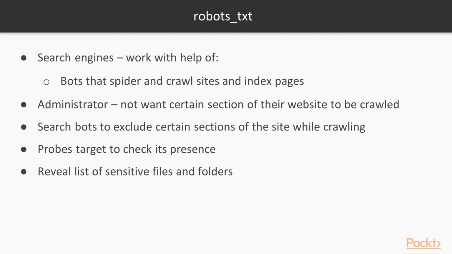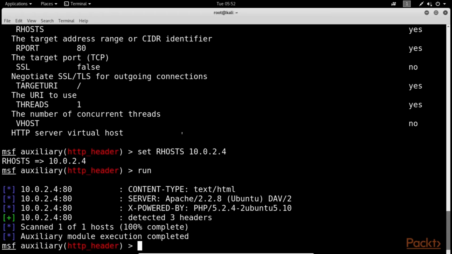This auxiliary module probes the target to check the presence of the robots.txt file. This file can often reveal a list of sensitive files and folders present on the target system. To use this auxiliary module, type auxiliary/scanner/http/robots_txt.